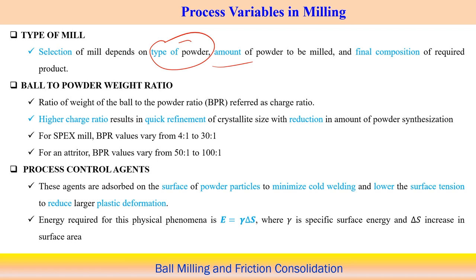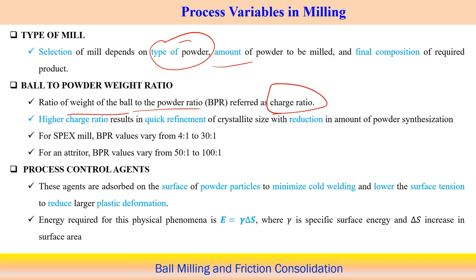Then another parameter we measure for the milling operation is the ball to powder weight ratio. In this case, it is the ratio of the weight of the ball to the powder, which is known as the BPR, also known as the charge ratio. This is another parameter, because a higher charge ratio results in quick refinement of the crystalline size. That means very quickly we can reach a very fine particle size.